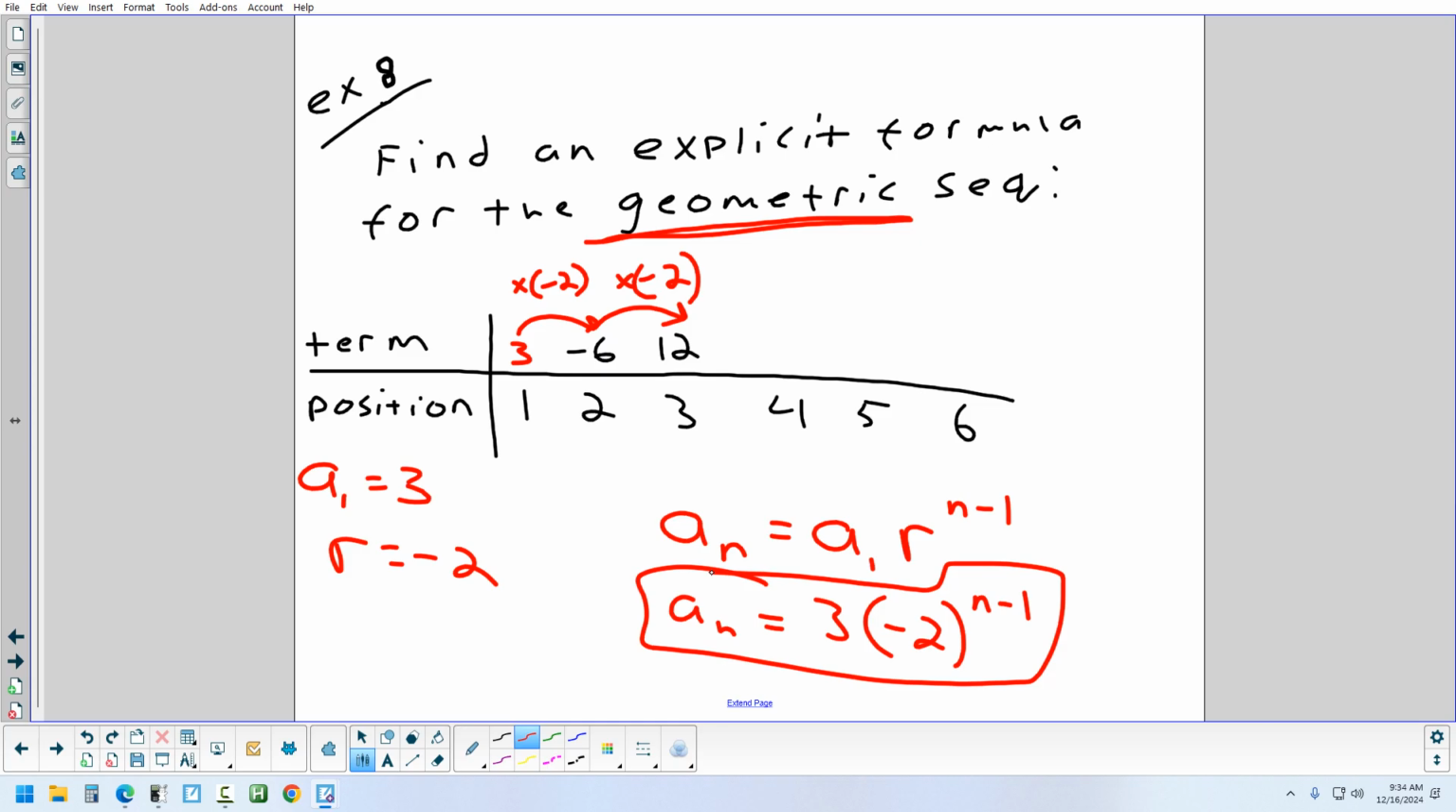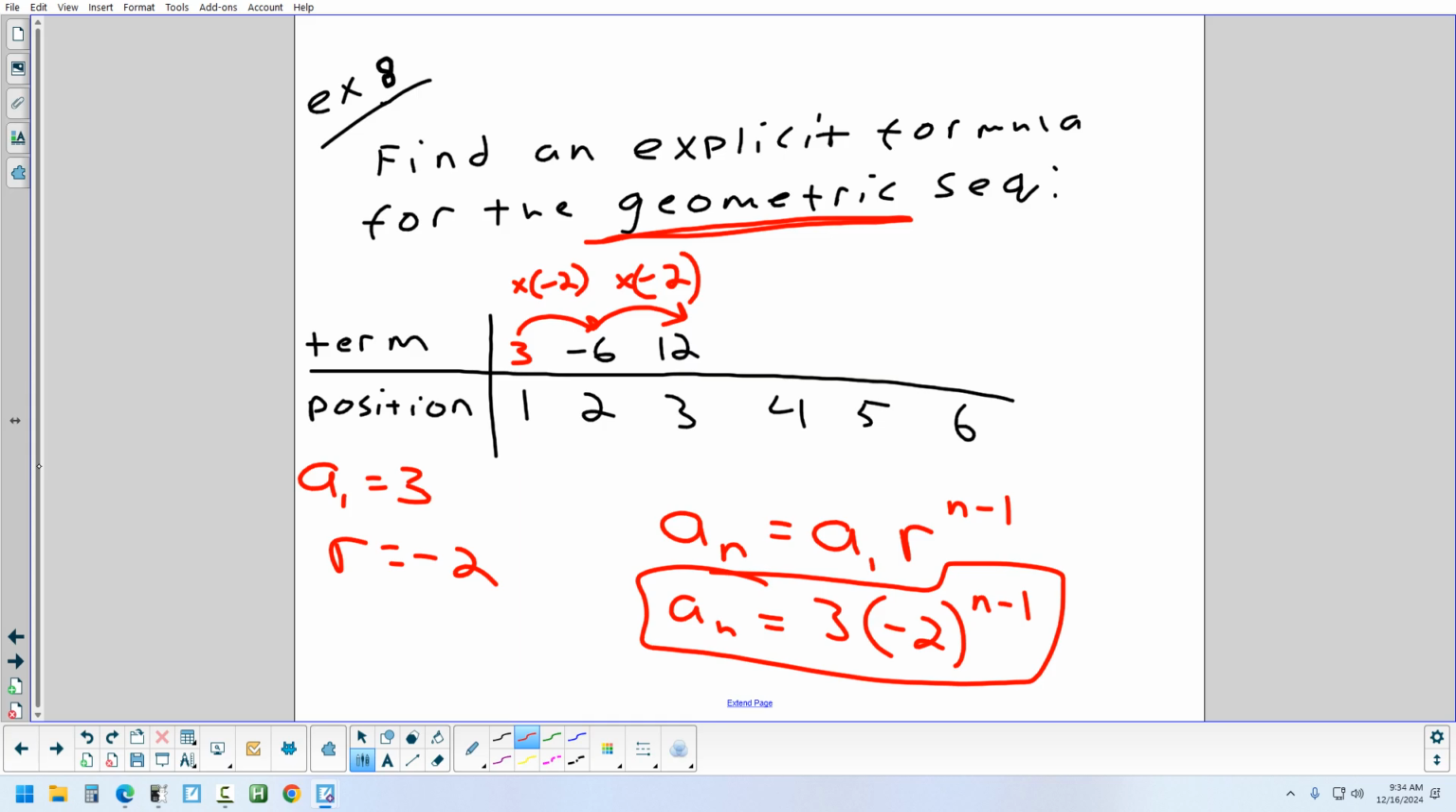Okay, let's check the formula. Let's plug in 3 and see if we get 12. Then I'll plug in 2 and see if we get negative 6. If we plug in 3, what's 3 minus 1? 2. What's negative 2 to the second power? 4. And 4 times 3? 12. Perfect. Let's check it with 2. We've got 2 minus 1? 1. What's negative 2 to the first? Negative 2 times 3? Negative 6. Perfect. Yeah, that works. So that's how you find an explicit formula for a geometric sequence.